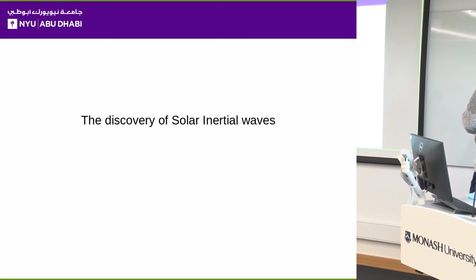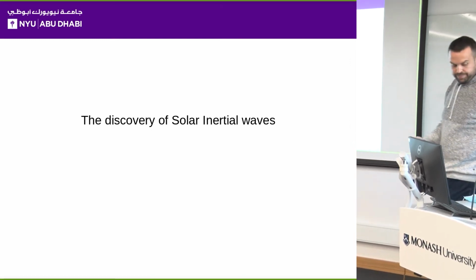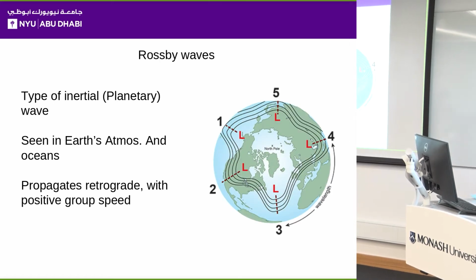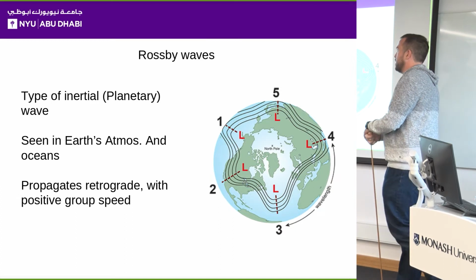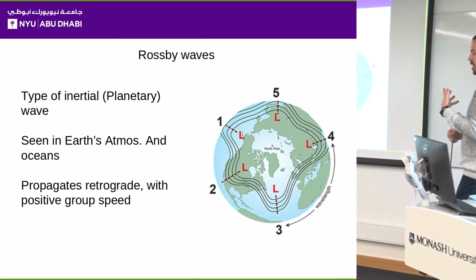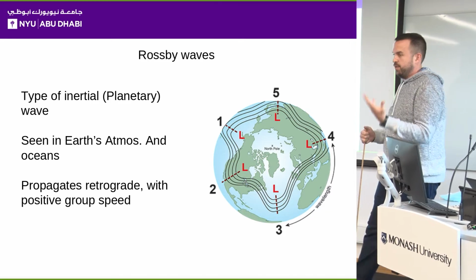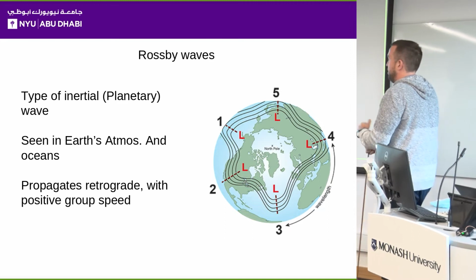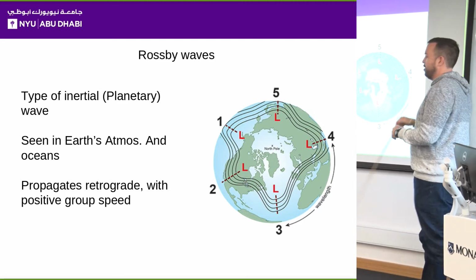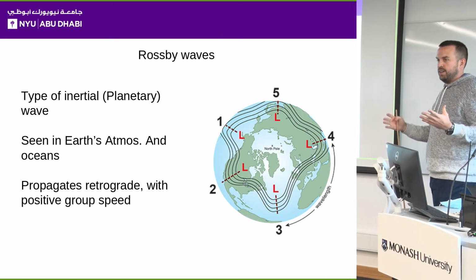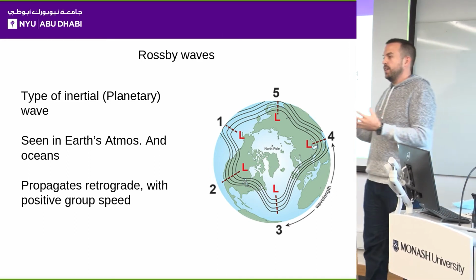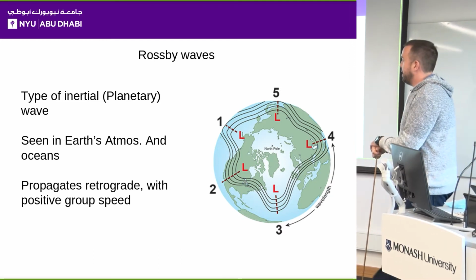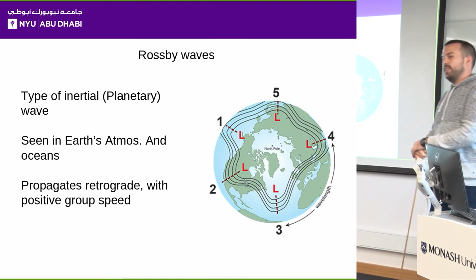Now we talk about the discovery of solar inertial waves and why it's important to everything I've talked about before. A classic inertial wave is the Rossby wave. Inertial waves are a type of wave that exists in rotating fluids, okay? Probably the easiest to understand is the Rossby wave, also known as planetary waves. These are very large scale waves, on the scale of the body, whether it's the Earth or the Sun. We see Rossby waves in the Earth's atmosphere, and we also see them in the oceans.